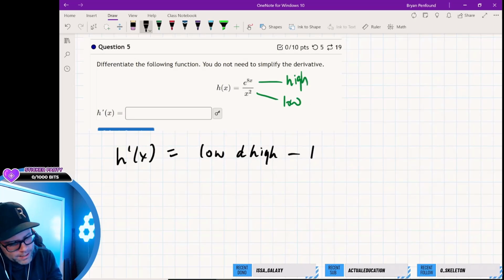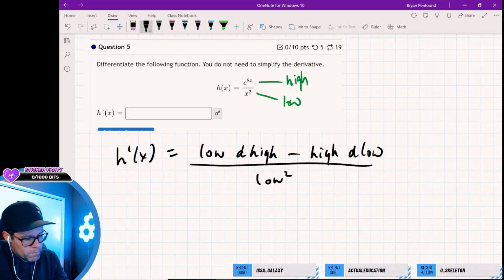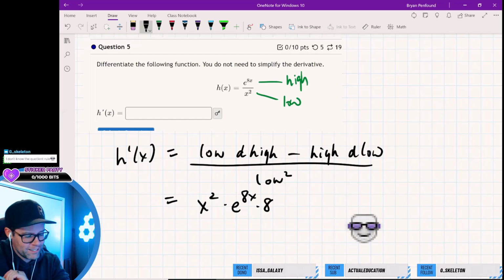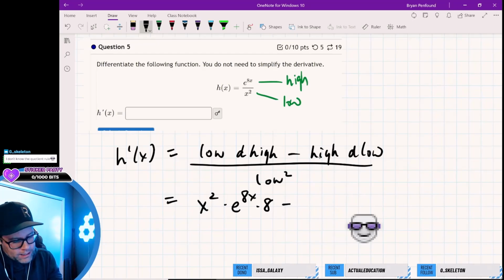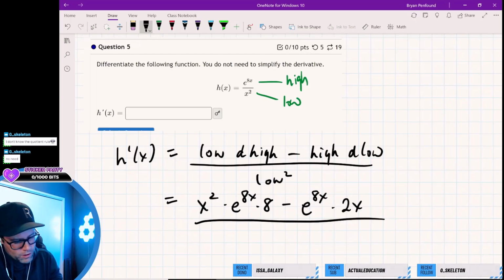D high minus high D low over low squared. So low is x squared. The derivative of high is e to the 8x times 8. I'm going to bring that 8 down because of the chain rule. And then we need high times the derivative of low, which is 2x, all over low squared.